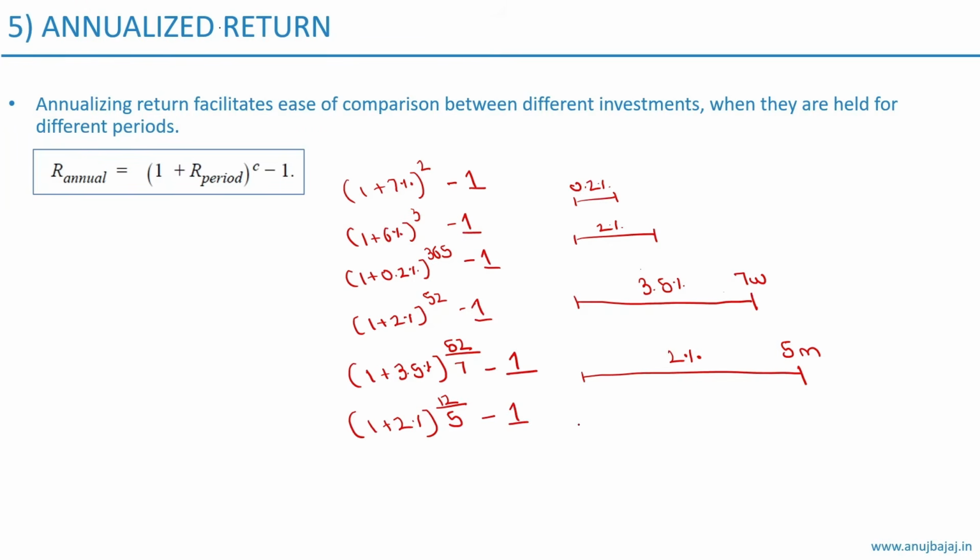Now what if I held an investment for 18 months, that is 1.5 years, and say I earned 19% during the 18-month period? In that case, the annualized return will be 1 plus 19% raised to the number of months in a year divided by the number of months for which I held the investment, which is 18 in this case, and we subtract 1 from it. So this is annualizing the return.